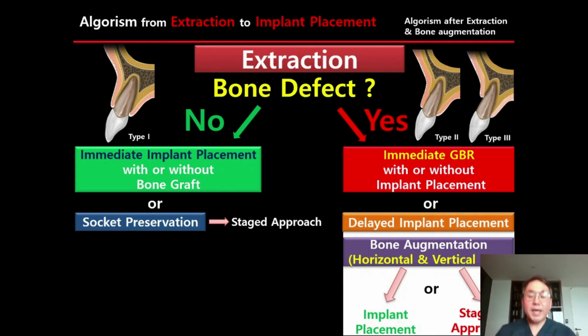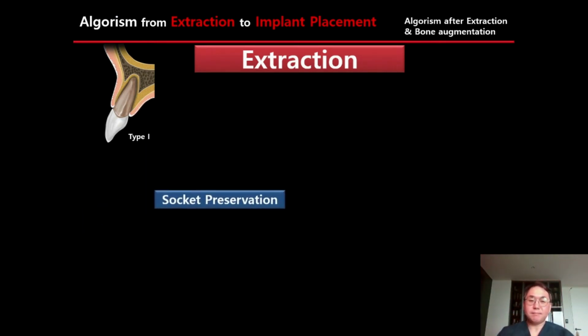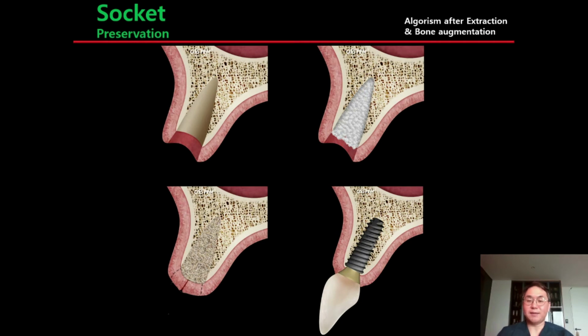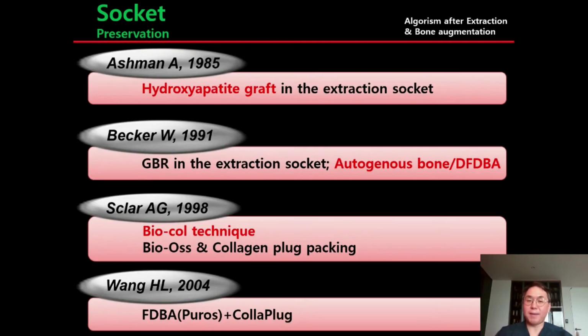But sometimes we can consider socket preservation. In a type 1 socket, I usually perform this socket preservation under the pontic area, where the implant will not be placed. Here, this is the socket preservation. In a type 1 socket, immediate implant placement and dual zone grafting is the best treatment modality, but underneath the pontic base, to maintain the volume of the extraction socket, underneath the pontic area, the artificial teeth area, we should consider this socket preservation.